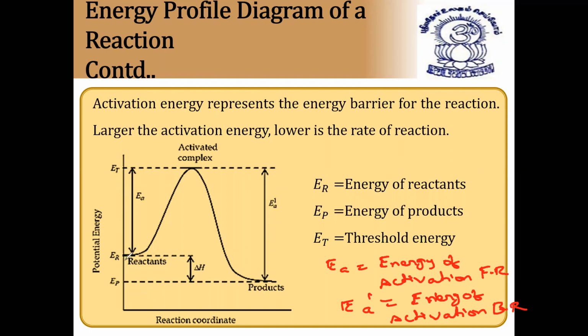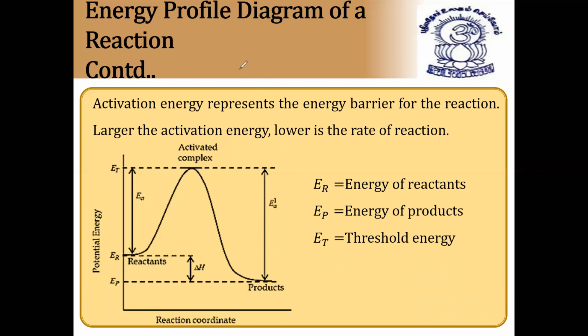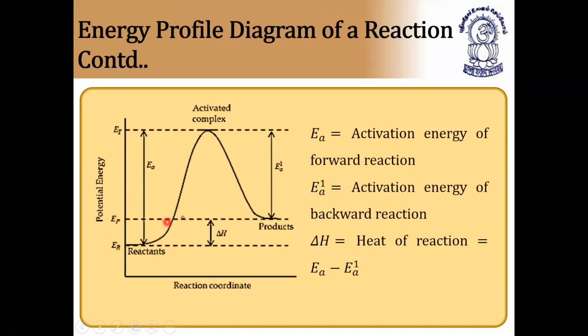And EP minus ER is called energy of the reactants, this part. So ER is called energy of the reactants, and EP is called energy of products, and ET is called threshold energy. ET, where is ET here? This complete energy barrier is called threshold energy. So this graph is very, very important, and I hope it's clear. So this is the energy profile diagram.